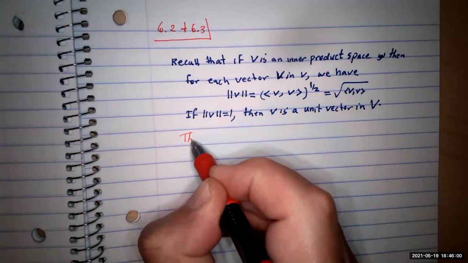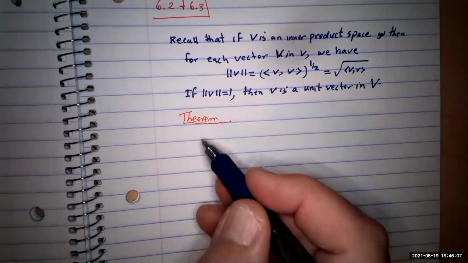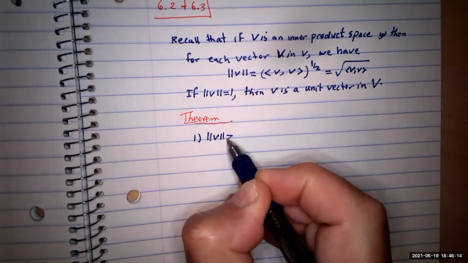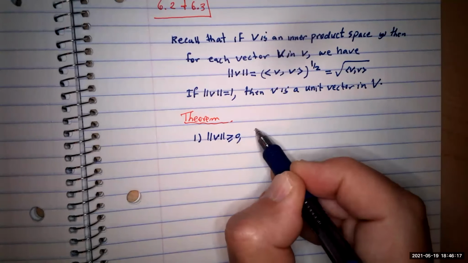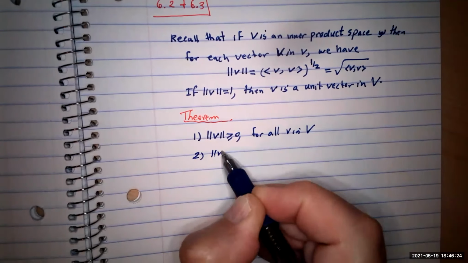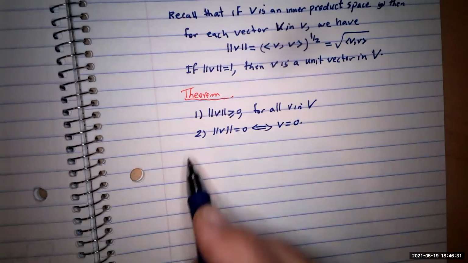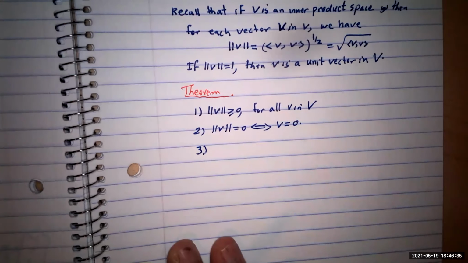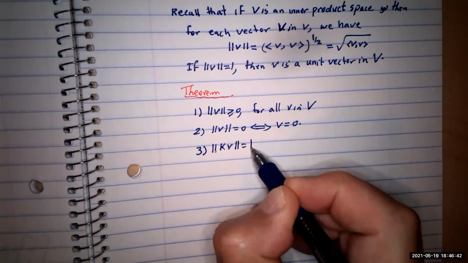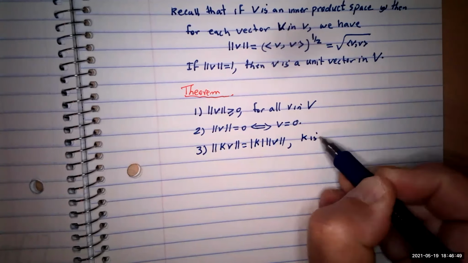I'll just write it down as a theorem. Whatever we did before, we can prove it for the norm again. The first part is that the norm of v is going to be greater than or equal to 0, for all vectors v in V. And the same thing, the norm of v is equal to 0 if and only if v is the zero vector. And the other property that we did can also be proved: the norm of a scalar multiple k times v is the absolute value of k times the norm of v, where k is a real number, a scalar.